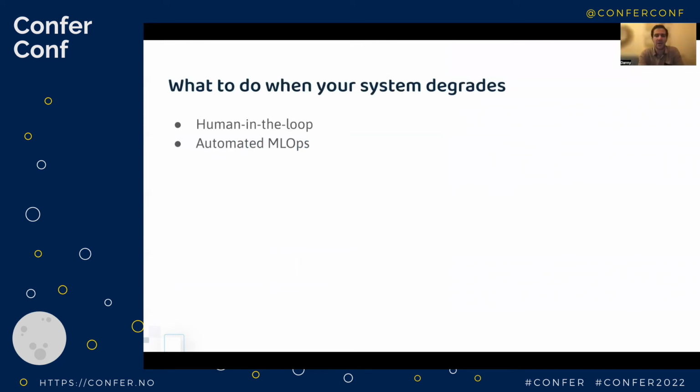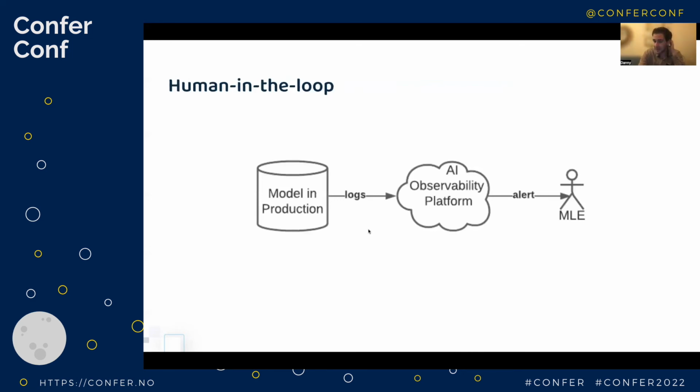Okay, so we've talked pretty abstractly about the need for observability, and how you can get to it with logging. Now I want to talk a little bit more concretely about what you can actually do if your machine learning system degrades. I'm going to present two different workflows for how you can resolve problems in machine learning systems: a human in the loop process and an automated MLOps process. The human in the loop process is pretty straightforward. We've got our model in production, it's generating logs. We're putting these logs in some kind of observability platform, somewhere that machine learning engineers can access them. This observability platform can send an alert to a machine learning engineer, because it's doing monitoring.